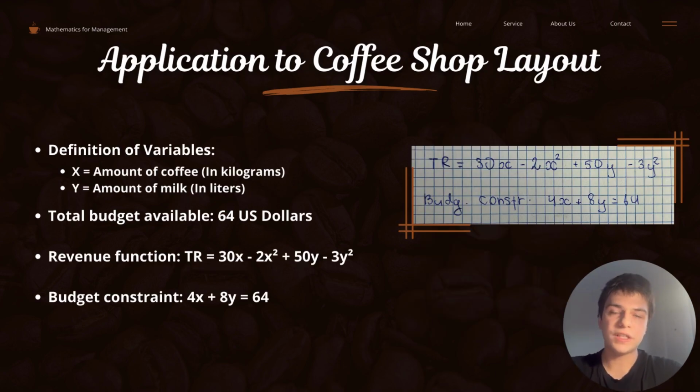Firstly, before moving to revenue maximization, let's see what we are working with. In our instance, x represents the coffee in kilograms and y represents the milk in liters. Our total budget constraint is $64 per day. Our cost for coffee is $4 and our cost for milk is $8. According to this information, our budget constraint comes to 4x + 8y = 64. And finally, 30x - 2x² + 50y - 3y² is our total revenue function.